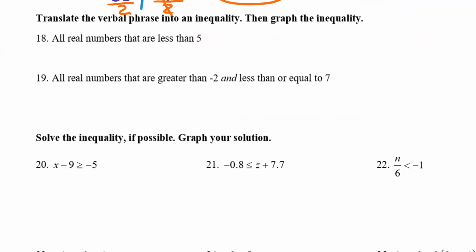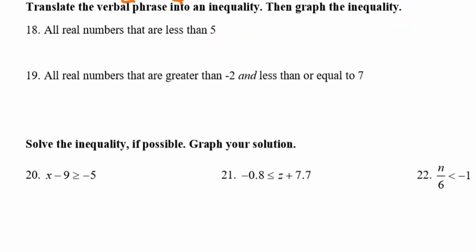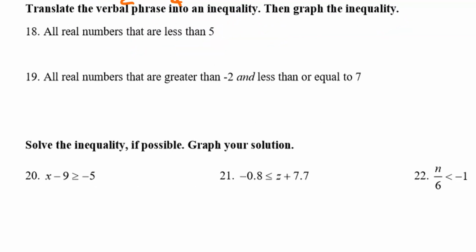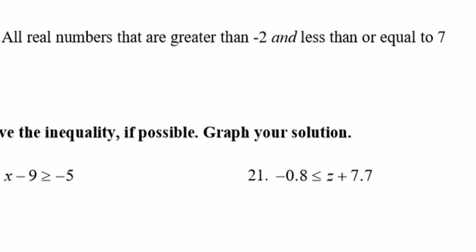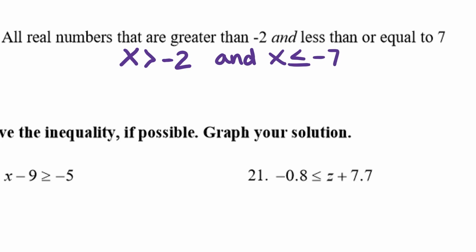All right, number 19. I need to take the sentence, make it an inequality, then solve it and graph it. So, all real numbers that are greater than -2 and less than or equal to -7.